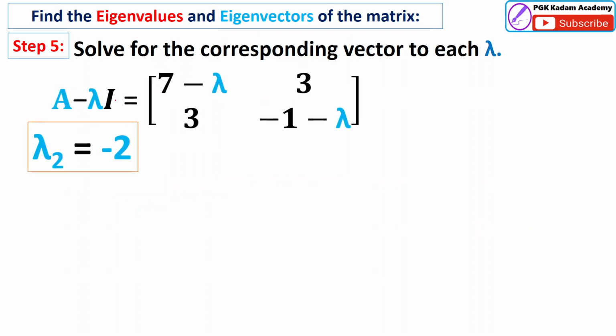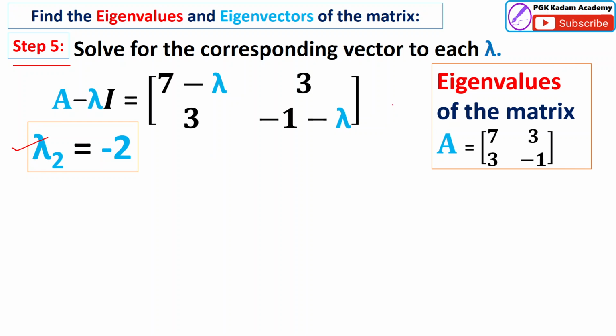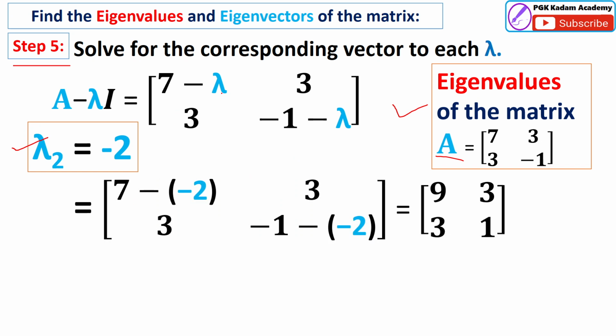So friends, now step 5 we are repeating again, for lambda 2 equal to -2. The steps are similar to before, solving for the eigenvectors with this matrix A. Putting lambda as -2 in the matrix, we get 7 minus -2, 3, 3, and -1 minus -2, so the matrix is [9 3; 3 1].